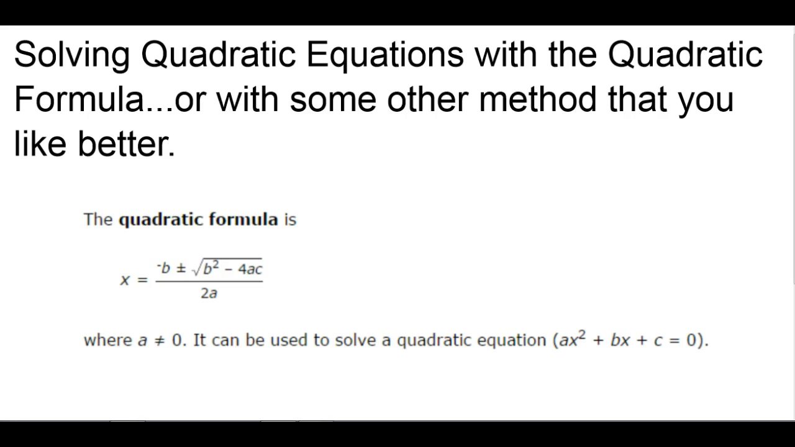So what you see on the screen now is the quadratic formula. The quadratic formula is x equals negative b plus or minus the square root of b squared minus 4ac all over 2a. Now there are songs out there about that, and you can find little videos with the song about the quadratic formula. You can Google the quadratic formula song.